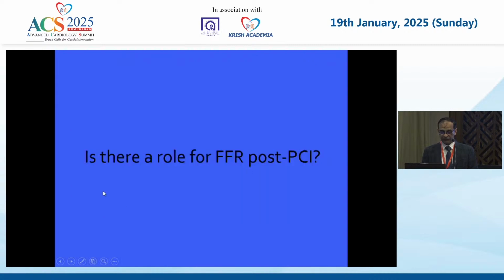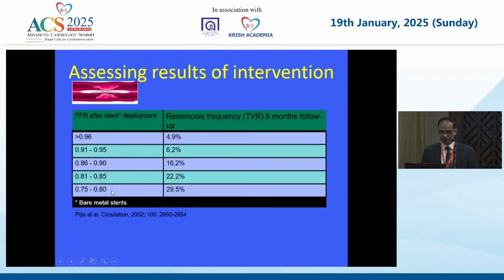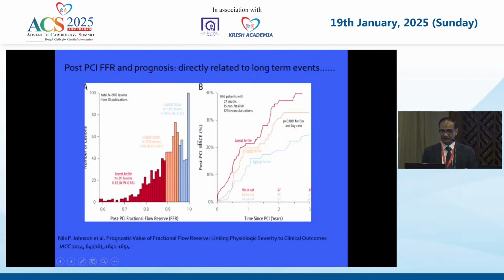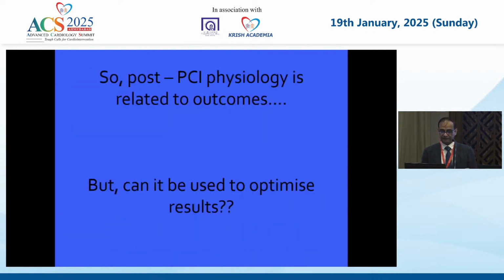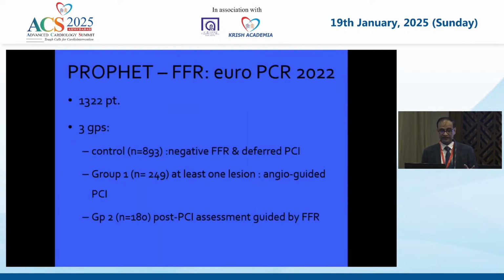When the FFR after stent deployment was 0.75 to 0.8, the restenosis rate was 29.5%. Remember, at this time, this was a 6-month restenosis because this was a bare metal era. And when it was greater than 0.96 post-PCI, it was 4.9%. And this is reflected in multiple studies. Prognosis is directly related to long-term events in multiple studies. But can we use it to optimize the results?